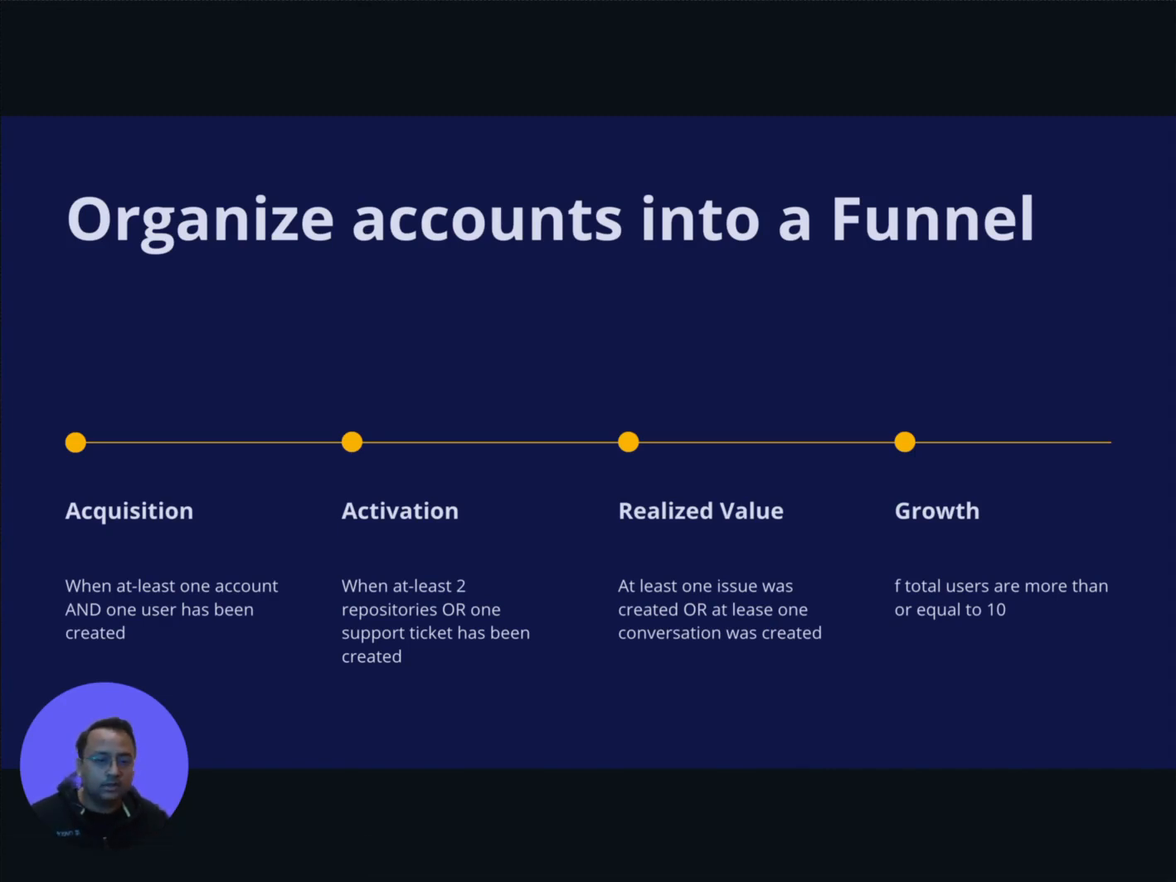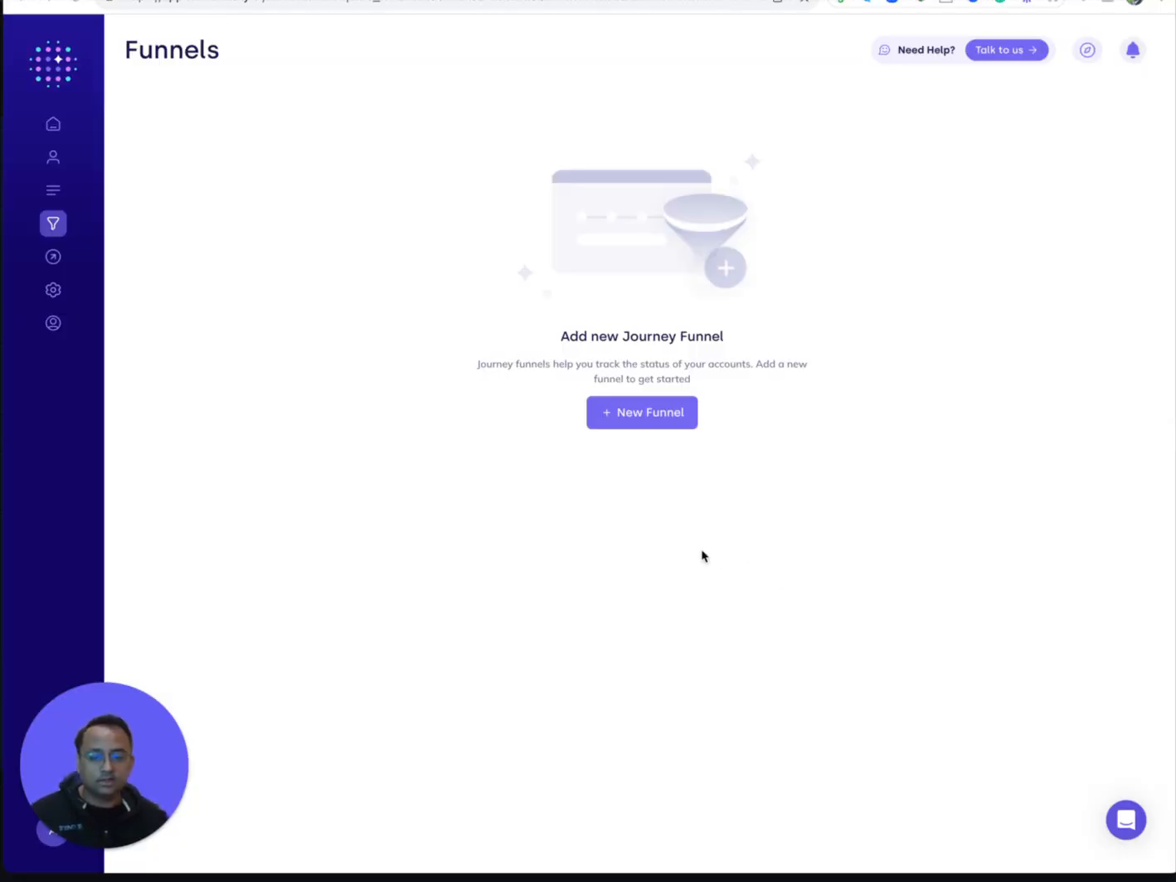So here is a model of a funnel. For this demo, I'm going to configure a 4-stage funnel with names acquisition, activation, realized value, and growth. For each of the stages, we will have a condition which defines what an account must have done to exit that stage. Okay, let's get started with construction of this funnel.